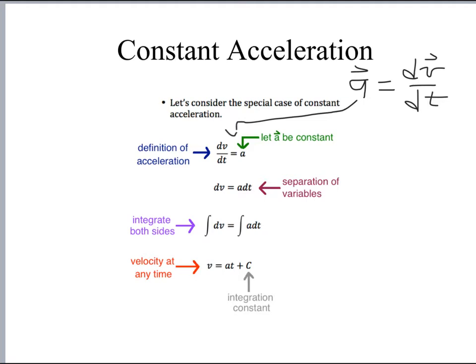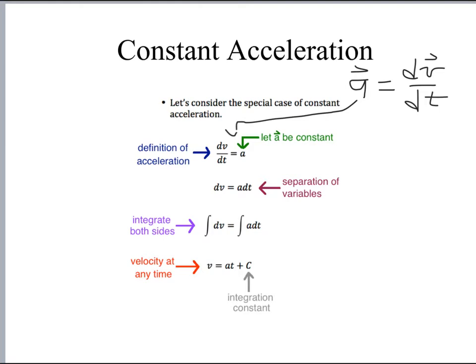And what I'm going to do is apply some calculus to this definition. So this is the definition of acceleration, and I'm going to apply a technique called separation of variables. We've got a dv and a dt, and right now they're bound together in this derivative, but in order to solve for v, we're going to separate them. And so I'm going to take this dt and move it over to the other side.